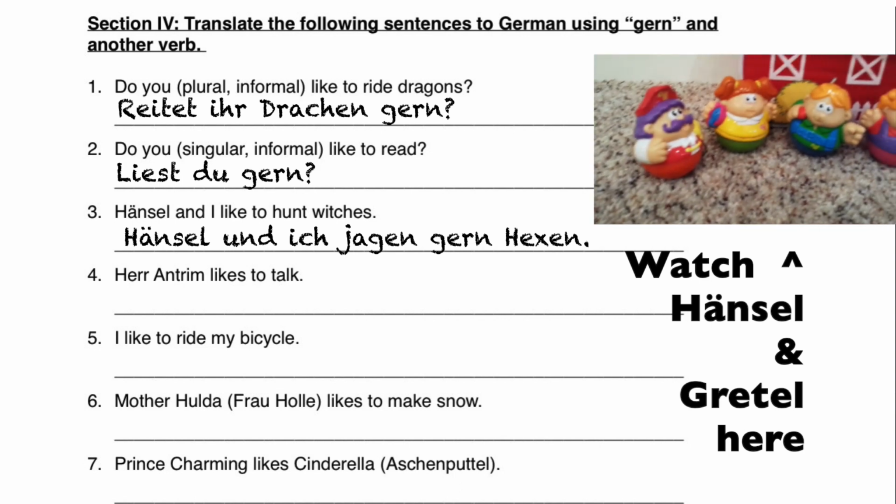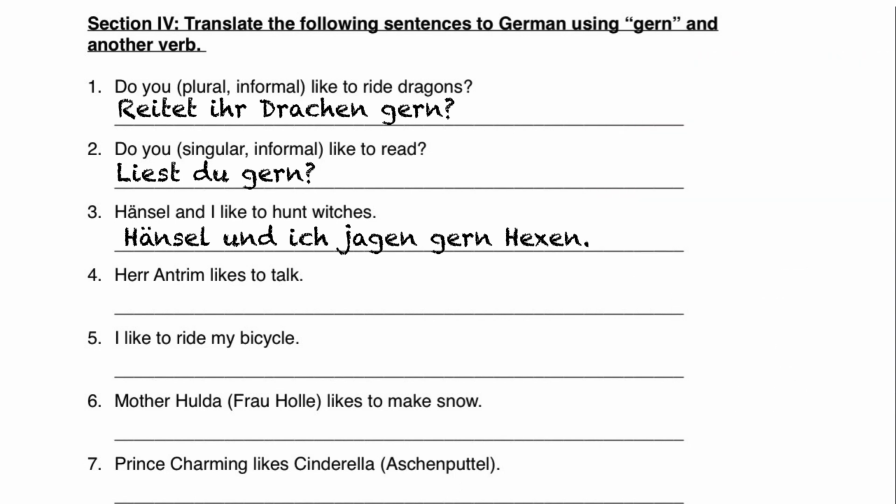Herr Antrim likes to talk, as you can tell by watching this video. Herr Antrim redet gern. Reden is the verb to talk, and therefore we just conjugate that to go with Herr Antrim in this sentence, and then put gern at the end.